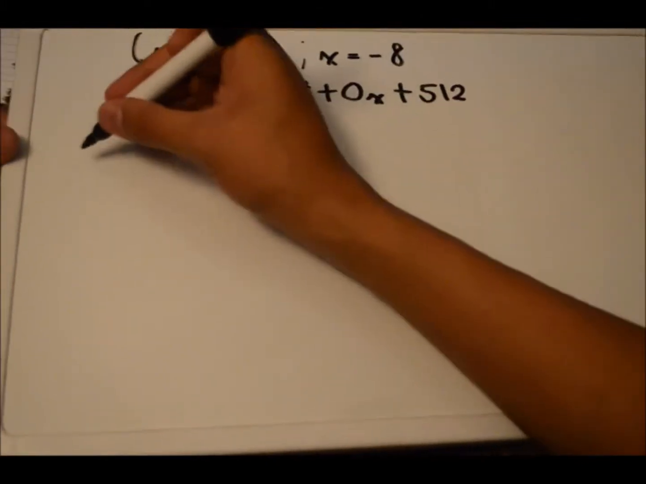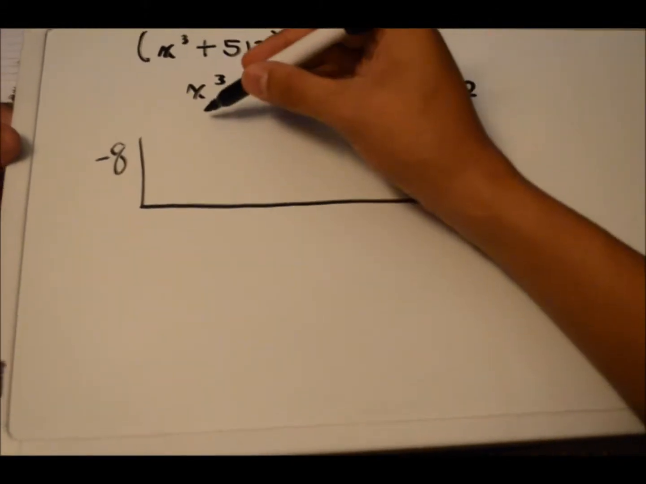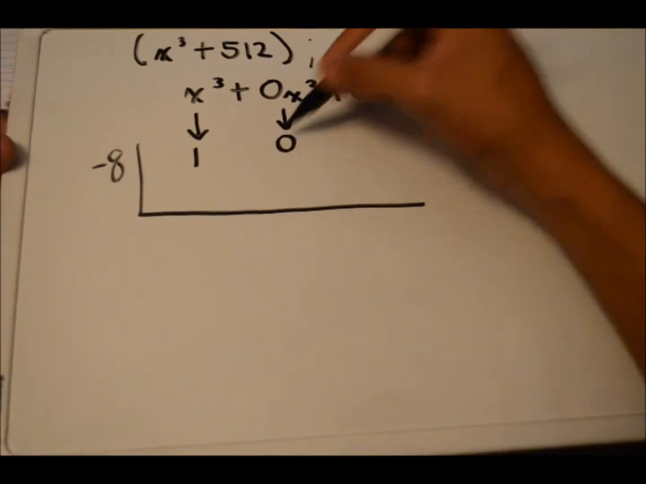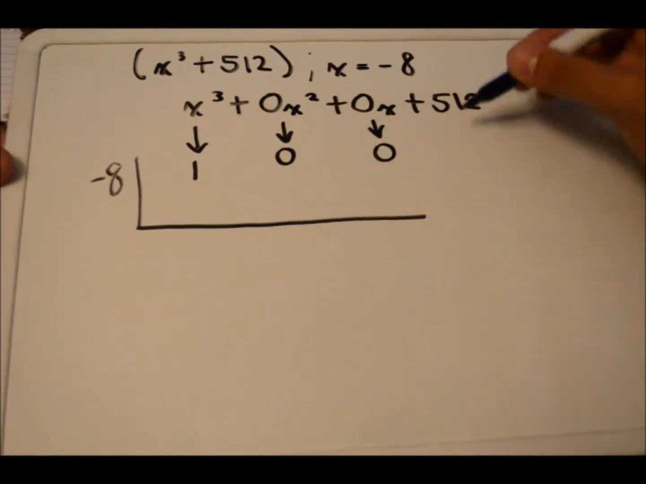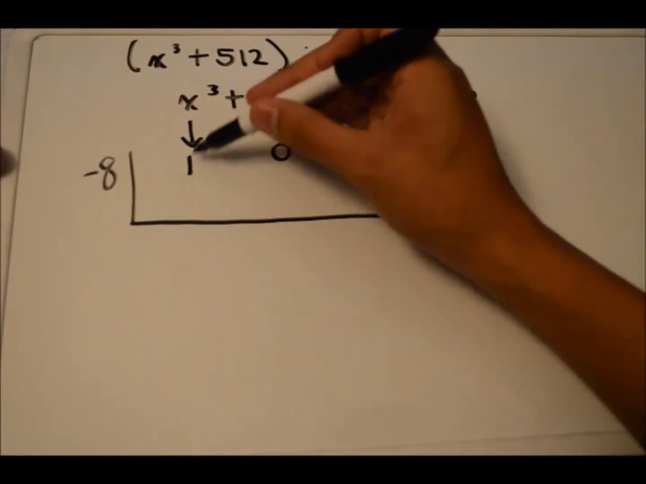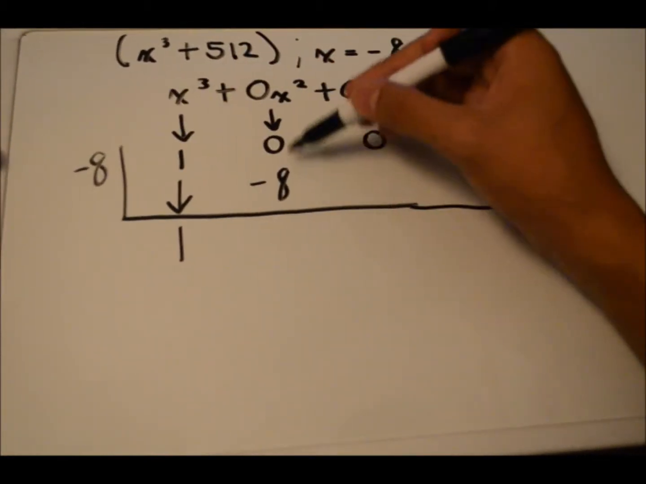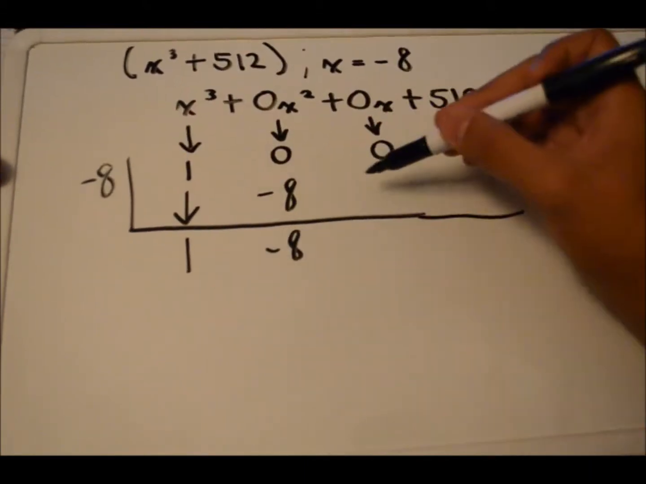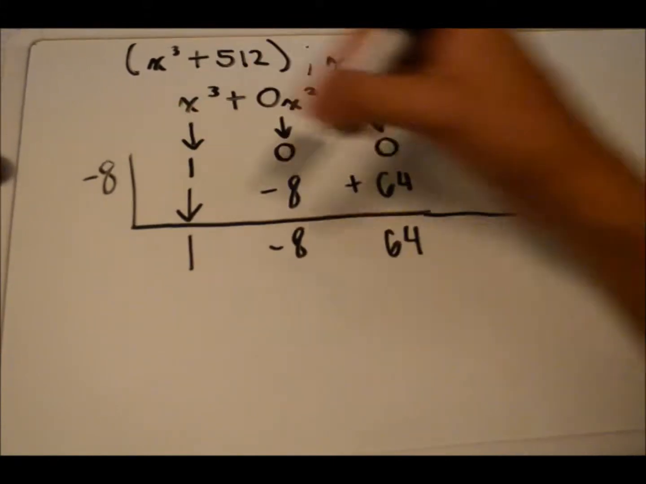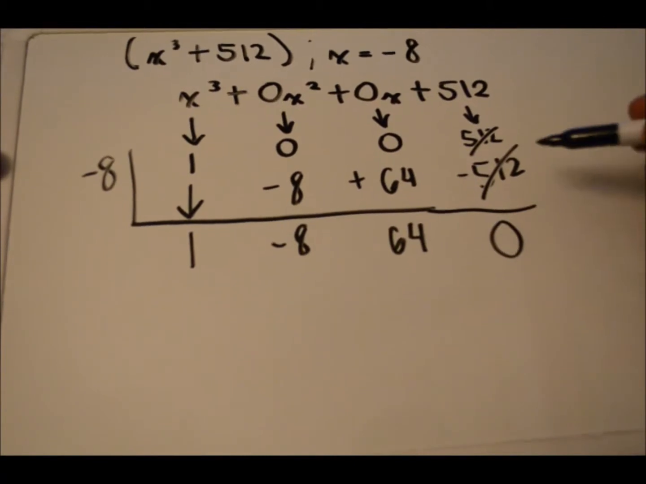We will then use x equals negative 8 as our divisor, in which we will drop down the coefficients of 1, 0 as a placeholder since there are two missing terms, 0 and 512. Then we must drop 1 and multiply that by negative 8, and drop negative 8 and multiply that once again by the divisor. We then continue this pattern until we reach the end by getting either a 0 or a remainder.